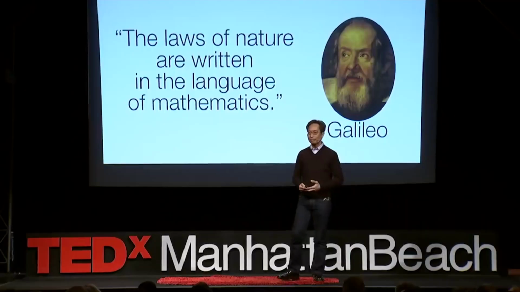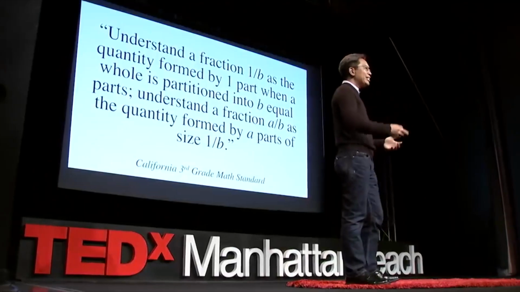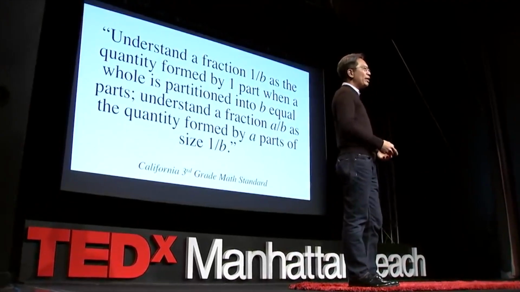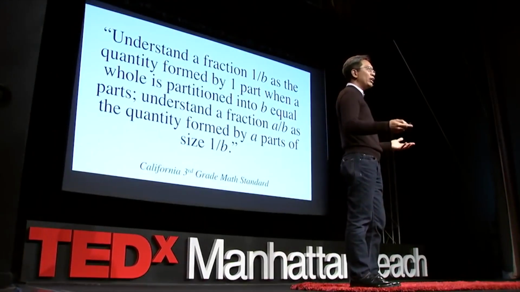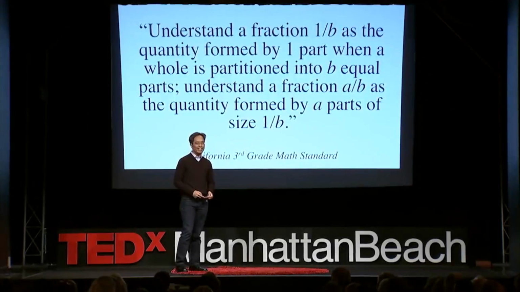What I mean. Read this third grade California math standard and see if it would make sense to an 8-year-old. Understand a fraction 1 over b as a quantity formed by one part when whole is partitioned into b equal parts. Understand a fraction a over b as a quantity formed by a parts of size 1 over b. And if you gave this description to an 8-year-old, you'd probably get a reaction like this.